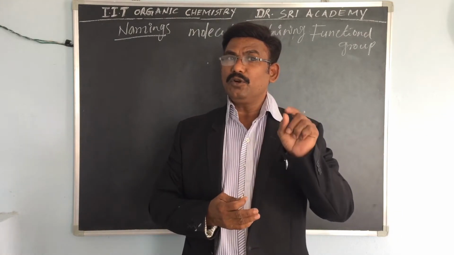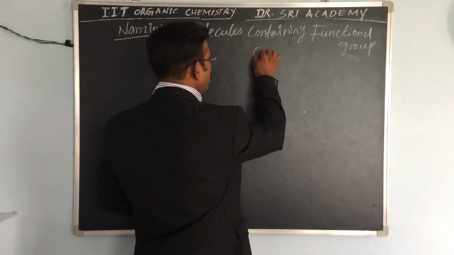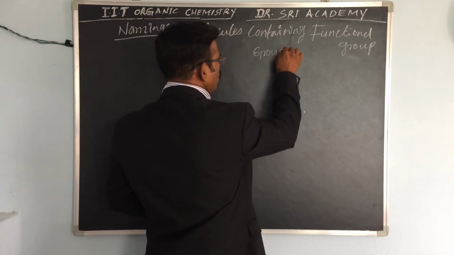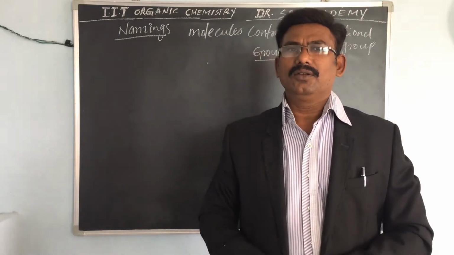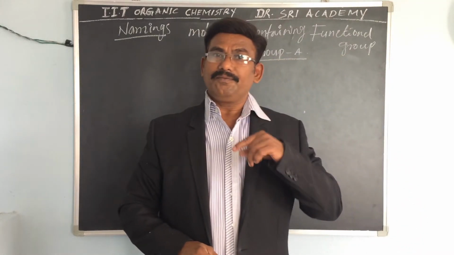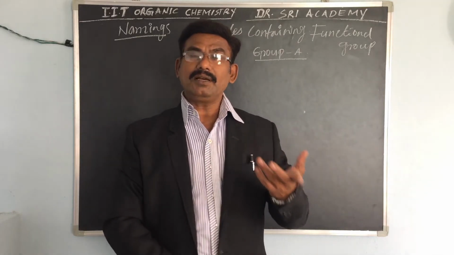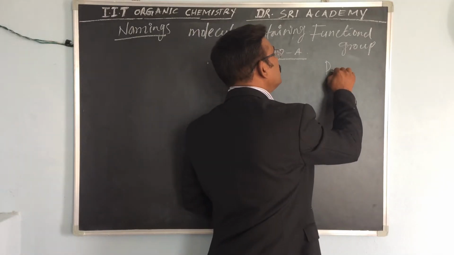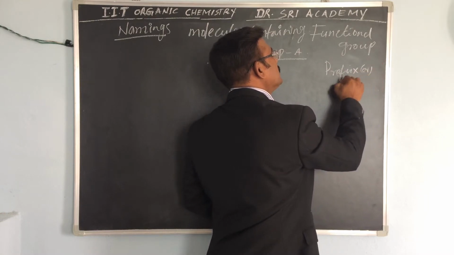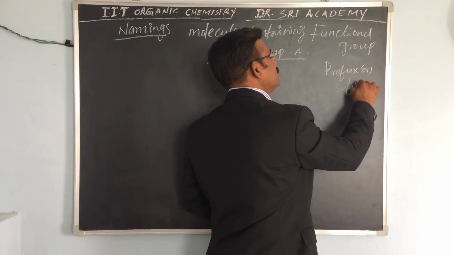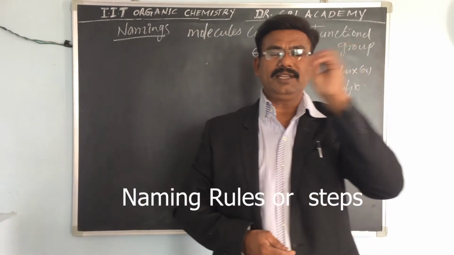So, the functional group from group A, we already know that group A is a functional group. You have to give either a prefix or a suffix. How can you give the prefix or suffix? So there are general instructions. There are 3 steps.